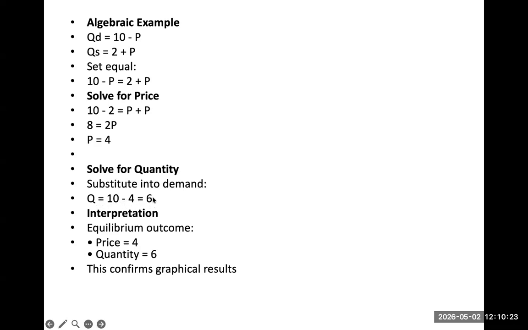So 10 minus 4 is what? 6. Let's use the supply function. The supply function is 2 plus P, and we know our P to be 4. Therefore, QS is equal to 2 plus 4. That gives us what? 6. Therefore, the equilibrium price is 4. The equilibrium quantity is 6. I hope it's clear.